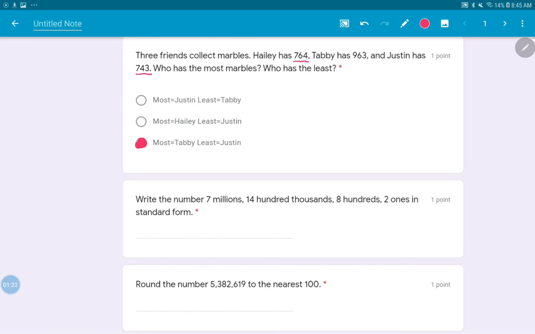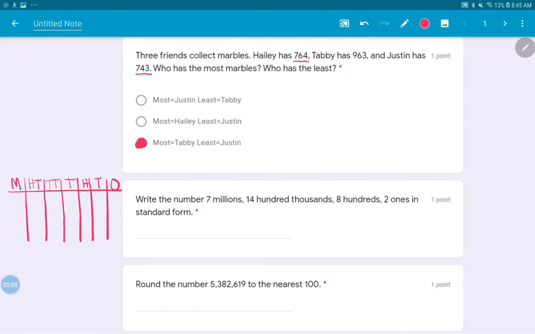All right, the next one says to write the numbers 7 millions, 1,400 thousands, 800s, 2 ones in standard form. So if I sketch out a quick place value chart, you didn't have to, but you could have. Millions, then the next place values: 100,000s, 10,000s, thousands, hundreds, tens, and ones.